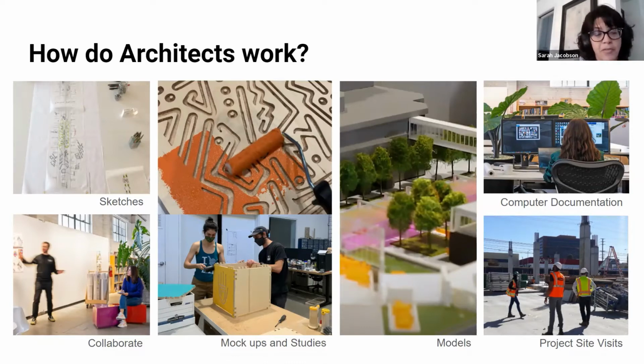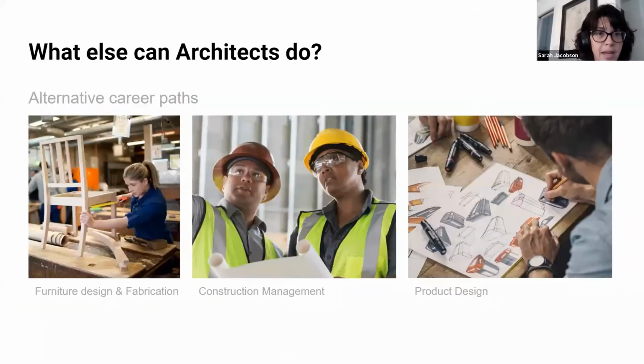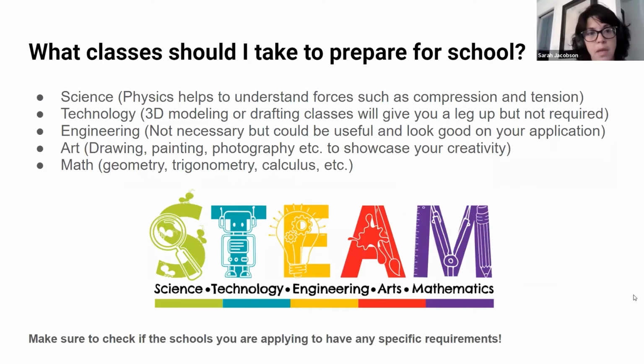So architecture is definitely collaborating all the time and working with a whole bunch of different people to get a project done. And then the other piece of getting that kind of training, architects happen at all different scales. I personally am working on designing buildings, but I worked in construction management for a while. There's furniture design, product design, interior design, some other alternative paths. So you can still be an architect and not necessarily be doing the traditional practice of architecture.